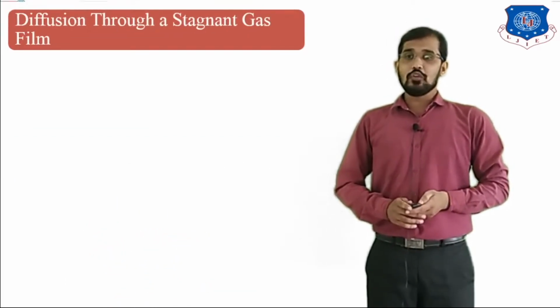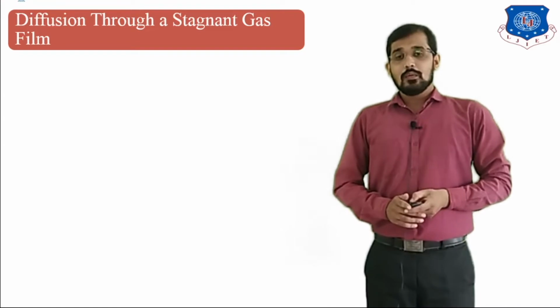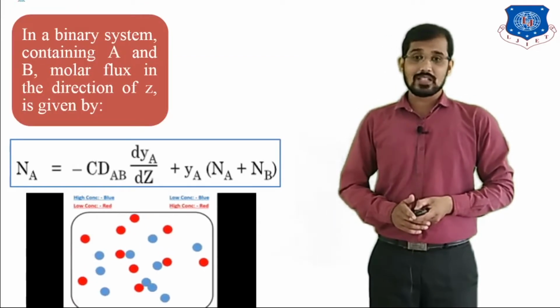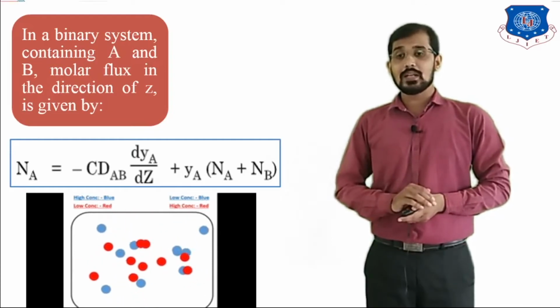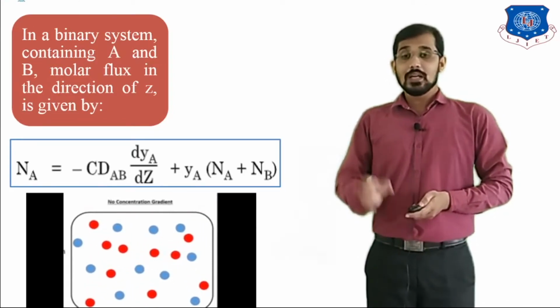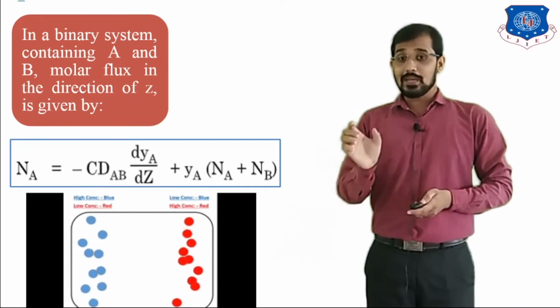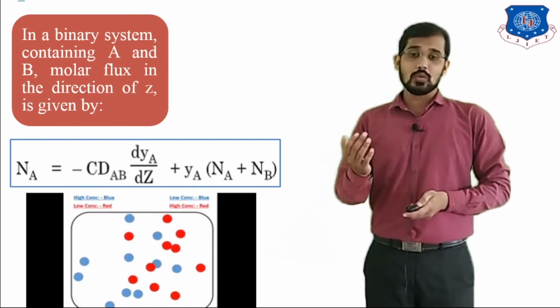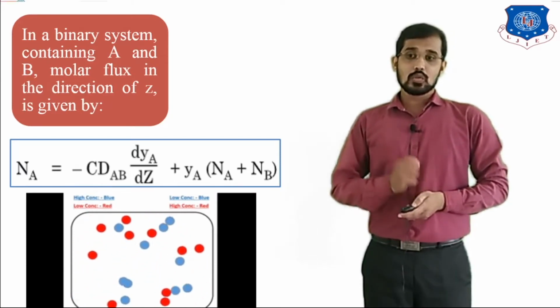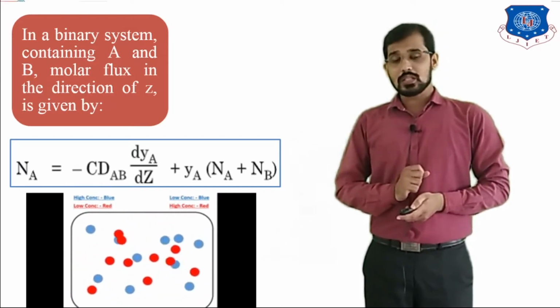Now we will see diffusion through a stagnant gas film. For this we will use the previous slide's equation, that is NA = -C D_AB dY_A/dZ + Y_A (NA + NB). This equation is the basic equation for two derivations. Those derivations are stagnant film diffusion and equimolar counter diffusion. So we are going to use this equation in the next slide.